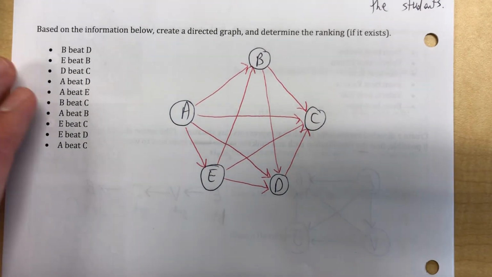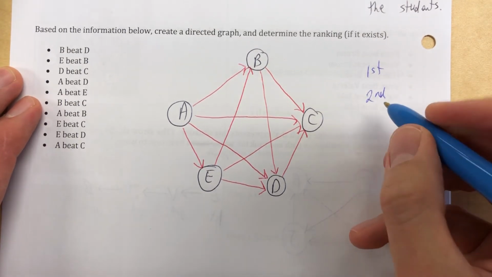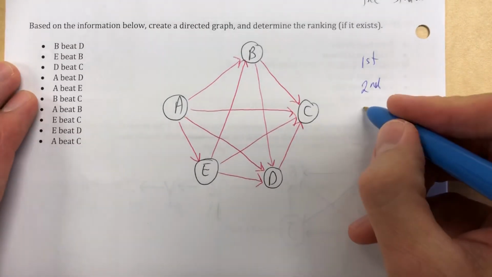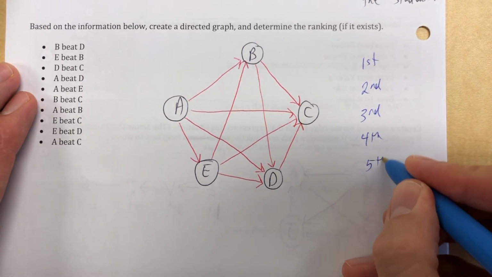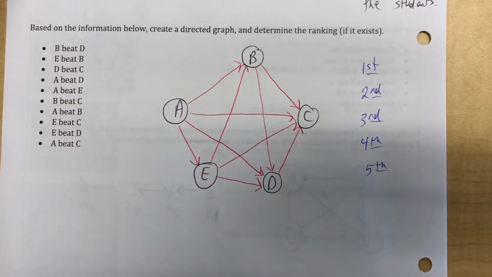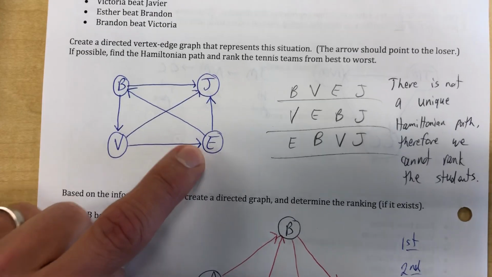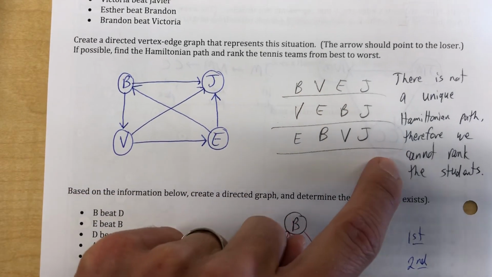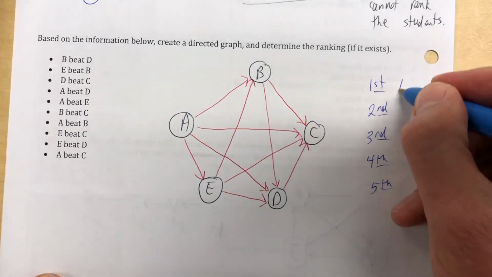Let's just go ahead and start listing them. I'm going to have a first place, a second place. I've been writing them horizontally. I'm going to write them vertically this time. A third place, a fourth place, and 5th place. All right, who shall we start with? Don't start with anybody that lost. Sometimes you have to start with someone that lost, but in a situation like that, you're going to have multiple answers and there would not be a unique Hamiltonian path. In this case, I'm going to start with A. A is clearly first place.